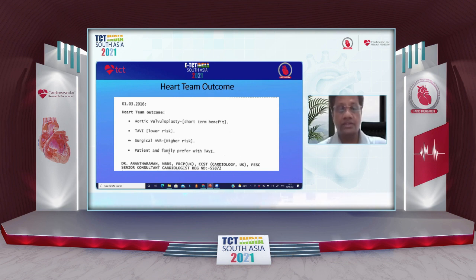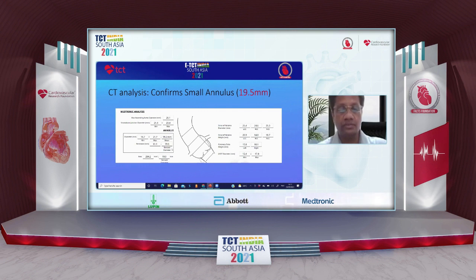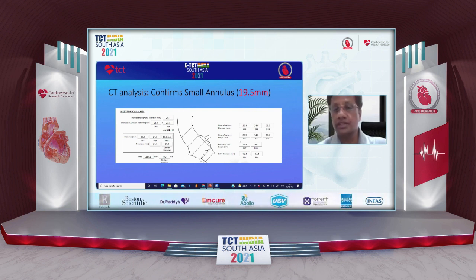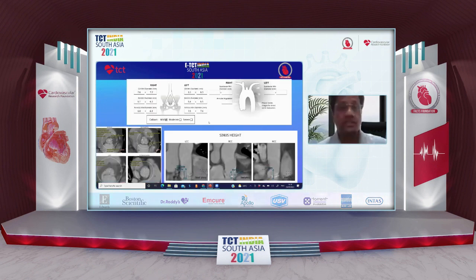And this is the annulus: the perimeter derived is 19.5, area derived is 19. So it is a very small annulus and also a narrow sinotubular junction and sinus of Valsalva. And all the other parameters were satisfactory. The access was good.